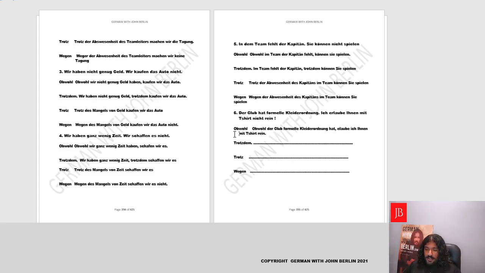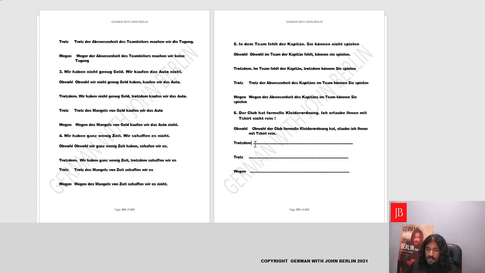Yes. So this is again, wie sagt, contradictory. Yes, that although the club has a formal dress code, I allow you in, erlaube ich Ihnen mit t-shirt rein. I allow you in with the t-shirt. Now we could contradict the consequence. We could say that the club has a formal dress code. Nonetheless, I allow you with the t-shirt.